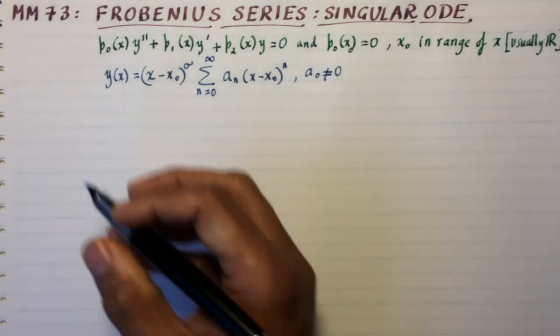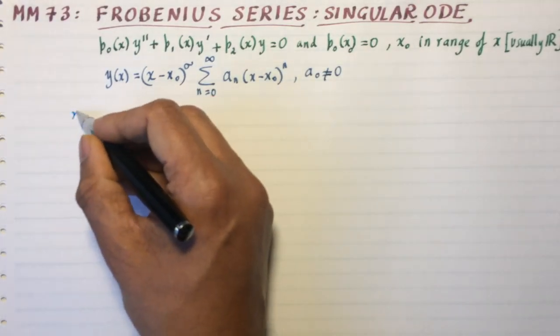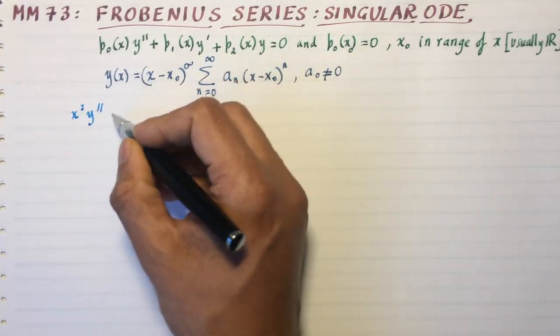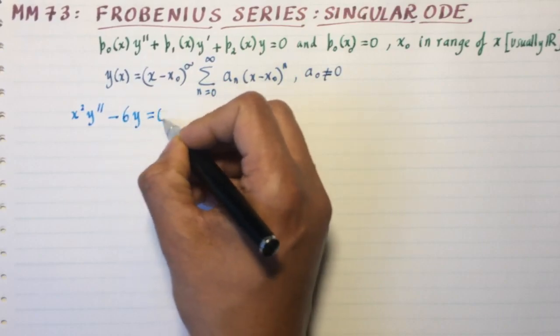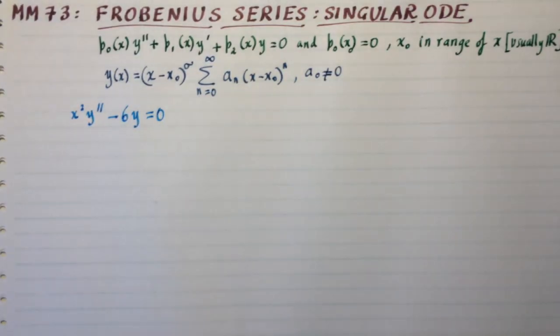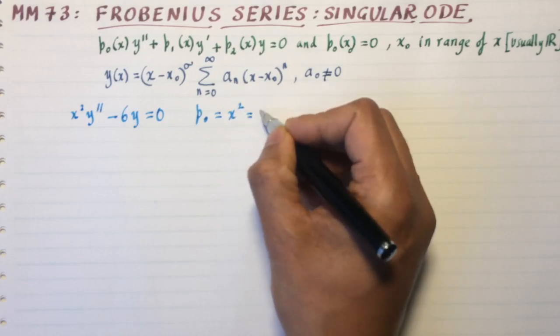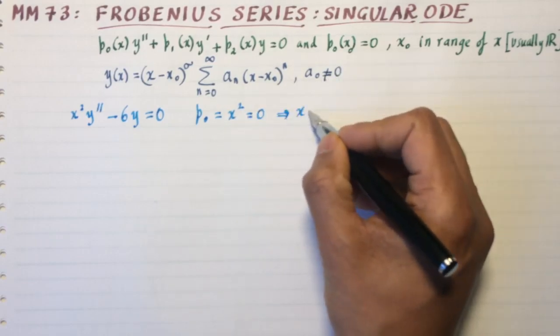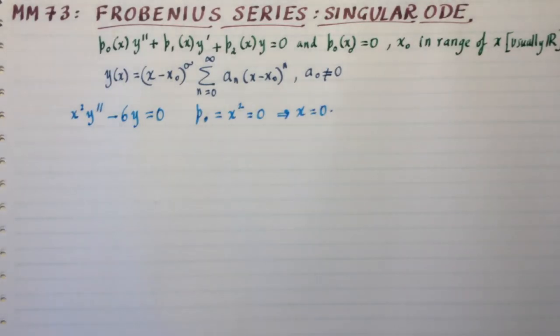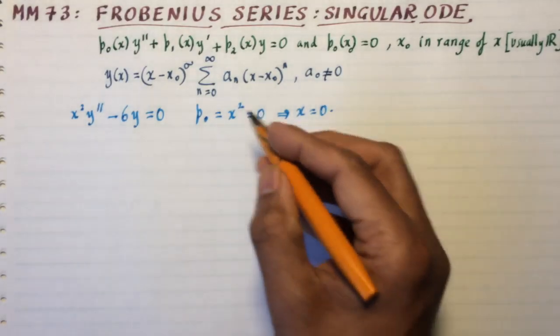A particular differential equation that we can try to solve is x squared y double prime minus 6y equal to 0 with some unspecified initial conditions, which I will not worry about. Now you notice that p naught in this case is the function x squared, and x squared equal to 0 gives me x equal to 0. There's a double root there, which means that we have to seek our solution. Make no assumptions about sigma to start with. Always choose a solution to be of the form indicated here.